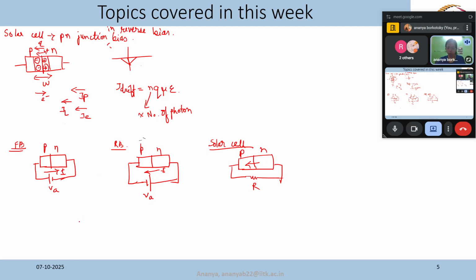Okay, so what is our current expression? In general I will write the current expression as minus IL plus IS. So this is the photo current, this is due to light, that is why we are using this convention IL, plus the diode current, IS exponential QV by KT minus 1. That is our total current. Okay, this is what happens in a solar cell.